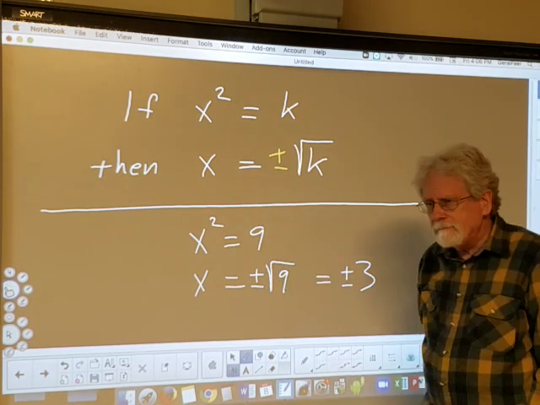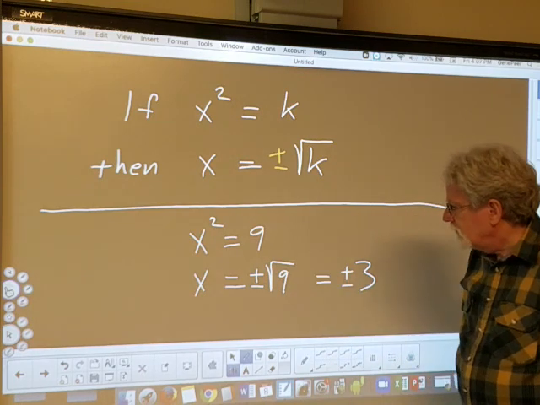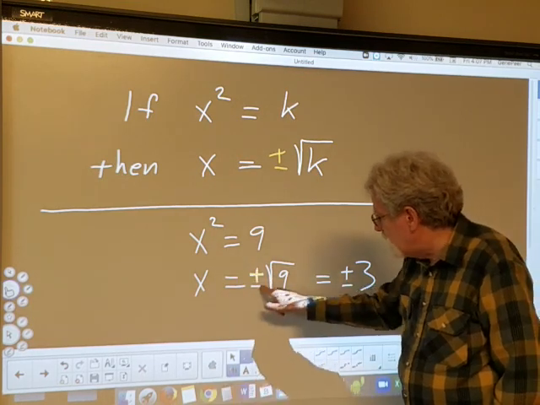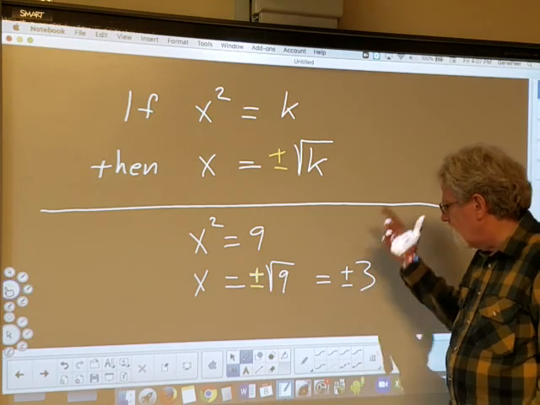So, quick example. If x squared is 9, we take the square root of both sides. We get x equals plus or minus the square root of 9, which is plus or minus 3. Done.